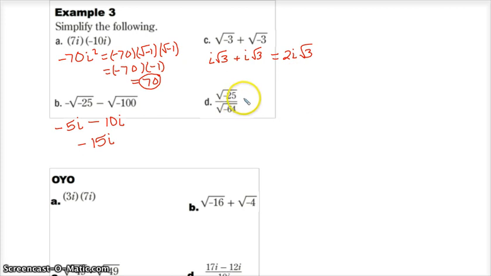And my last example. I want to simplify the top and then the bottom. The top, I get 5i, and on the bottom, the square root of negative 64 is 8i. I treat i like a variable, and since it's on the top and the bottom, they cancel. I am left with 5/8.